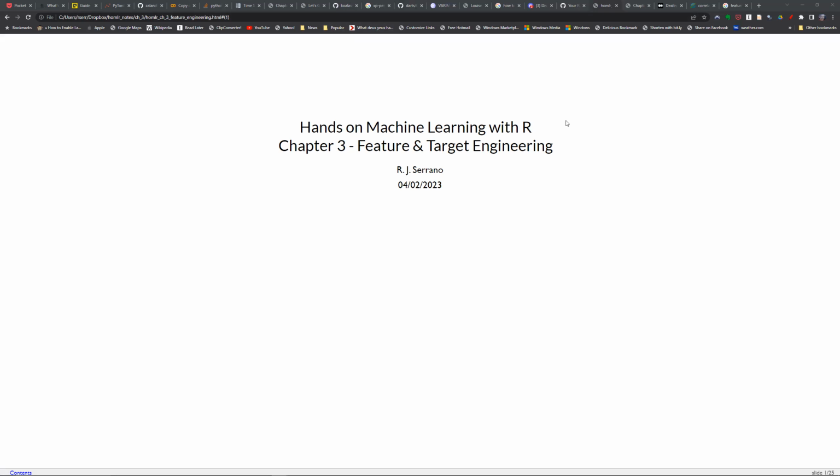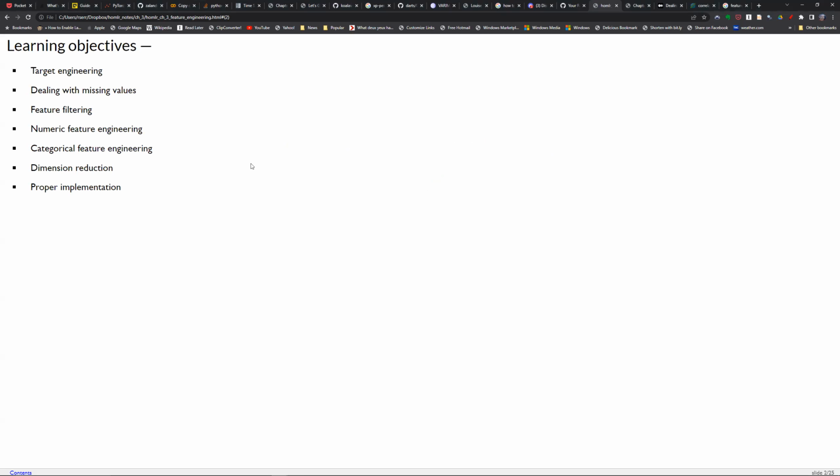Welcome everyone, and we're going to continue our discussion on the hands-on machine learning textbook. This is chapter 3, which is titled Feature and Target Engineering. Okay, so these are some of the learning objectives that are aligned with the main sections of this chapter.